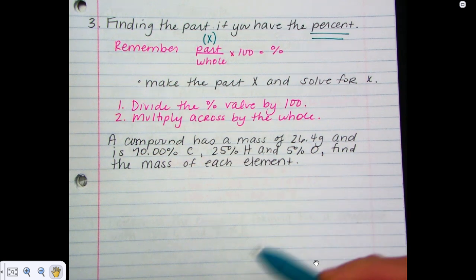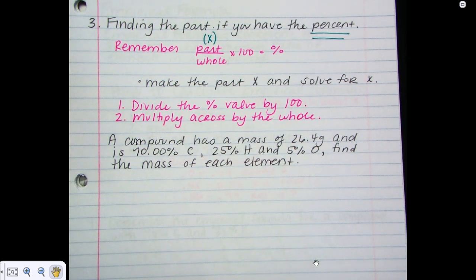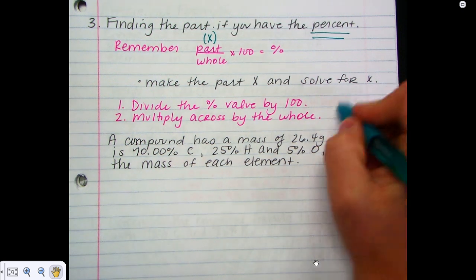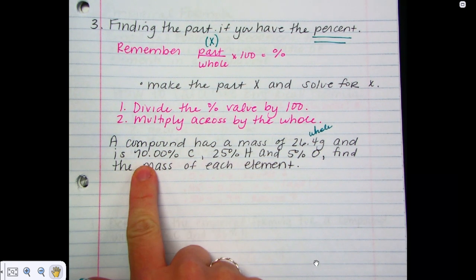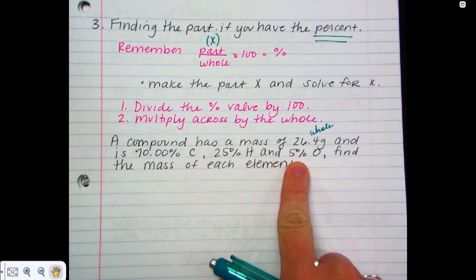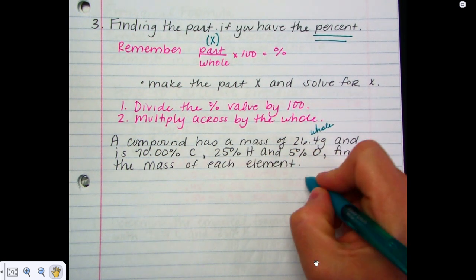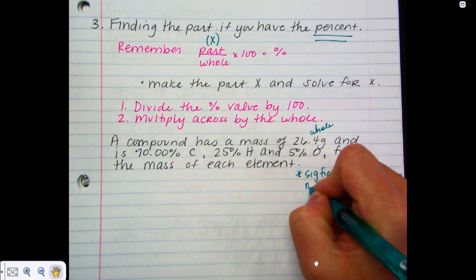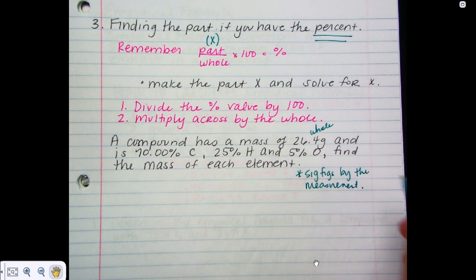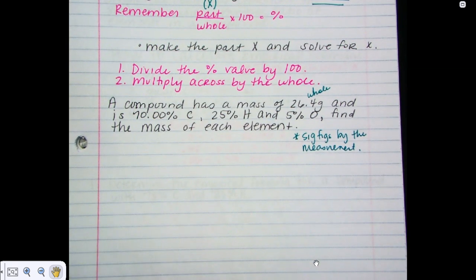You can do this. So a compound has a mass of 26.4 grams. That's my whole. And it's 70.00% carbon, 25% hydrogen, and 5% oxygen. Find the mass of each element. So notice we've got a sig fig parade here, right? I've got 3, I've got 4, I've got 2, and I've got 1. So sig figs are going to be by the measurement. Okay, sig figs by the measurement. So I need to look at each one as I go.